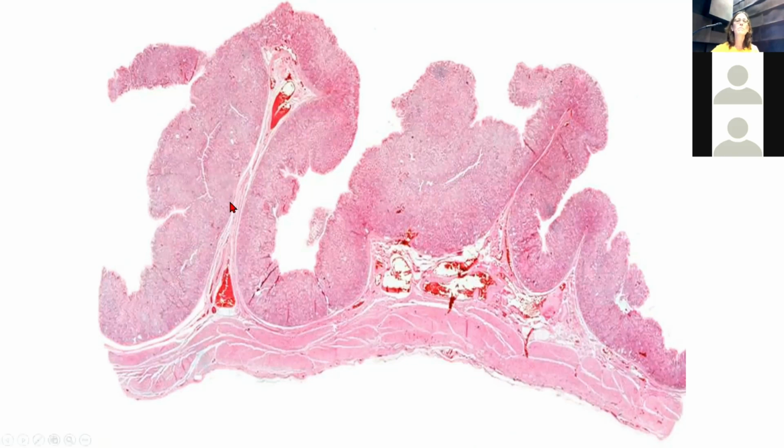We would see this massive hyperplasia of the oxyntic mucosa. Here, it's just as thick as the muscularis propria. And it was very impressive with giant folds. And it was pretty easy to spot if you were the gastroenterologist.